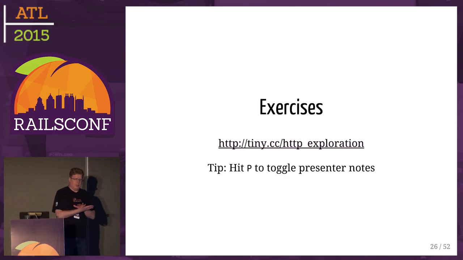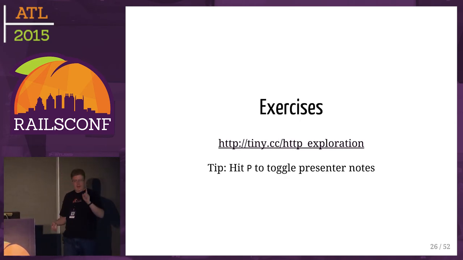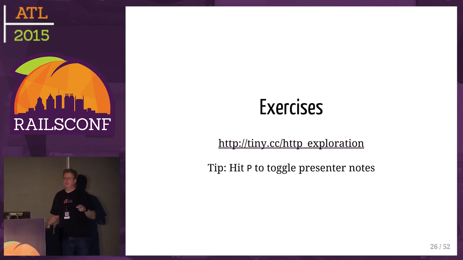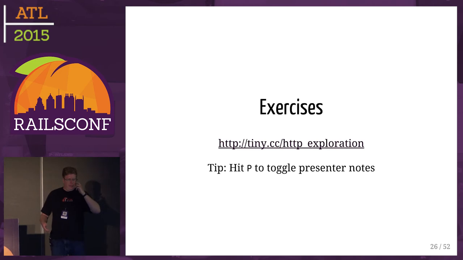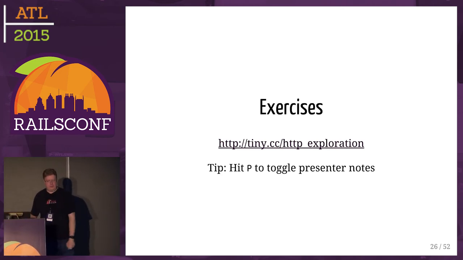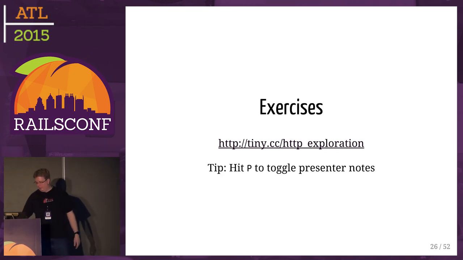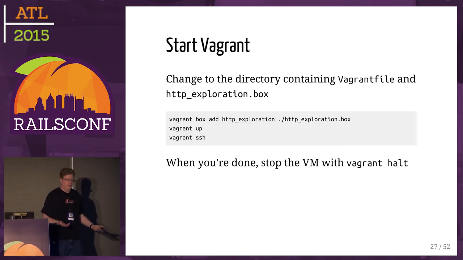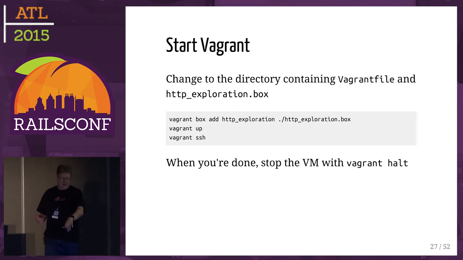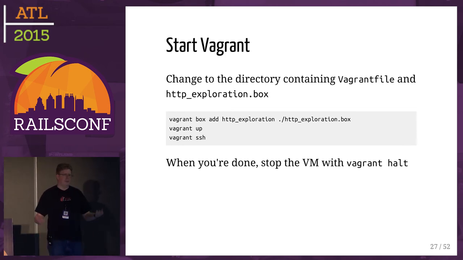All right, so it's time for the exercises. I need to update that URL real quick. Charlie will be walking around helping people get started. The exercises start on page 27. The first step is to add the vagrant box with that command there, do a vagrant up, and then a vagrant SSH. You'll be in the box, and then you can move on to slide 28.